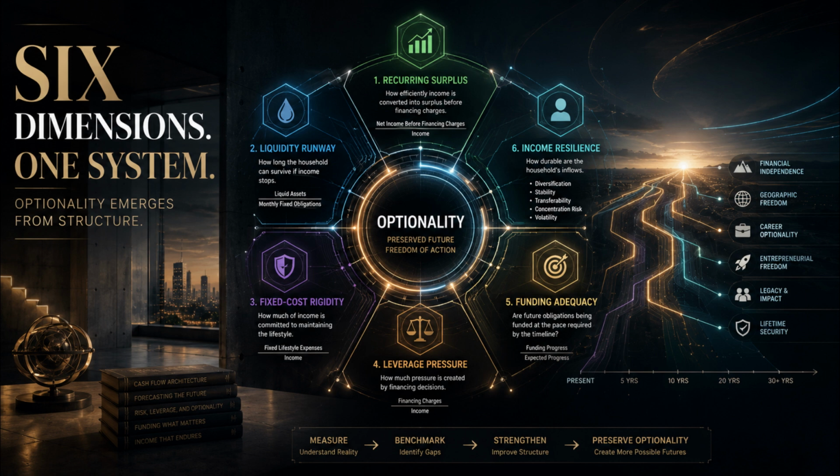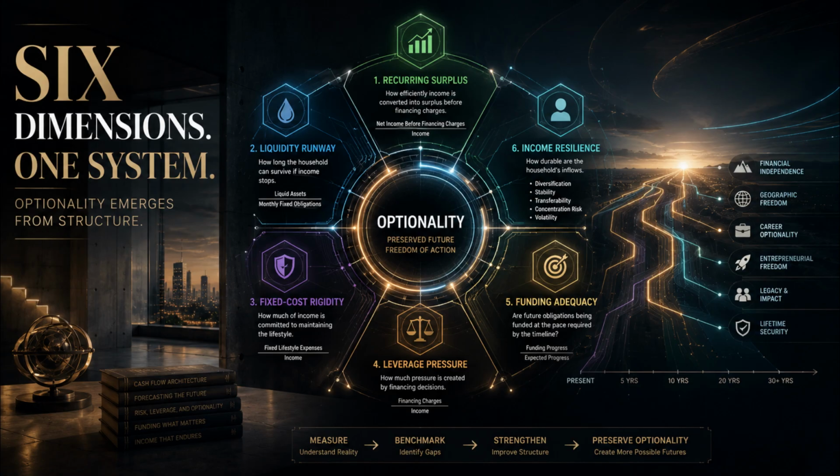Dimension 2, liquidity runway. Liquidity runway measures how long the household can survive if income suddenly disappears. The formula is liquid assets divided by monthly fixed obligations. Liquidity buys time, and time creates options. Remember that those monthly fixed obligations are the fixed obligations minus the variable costs that you can remove completely.